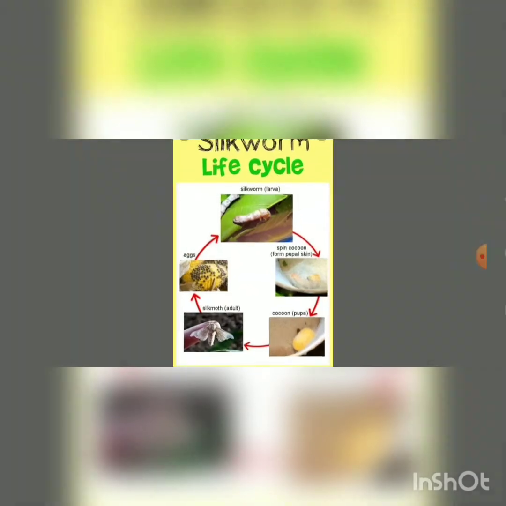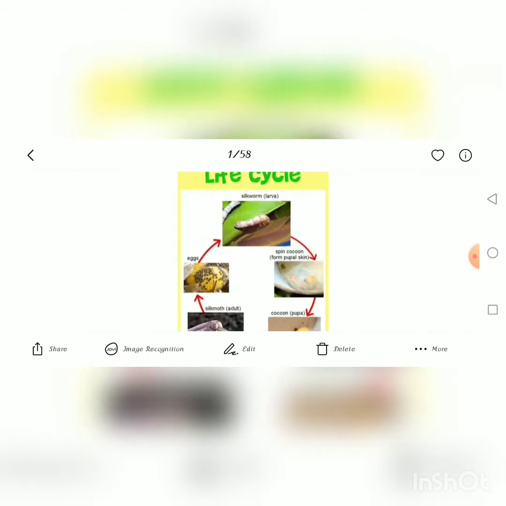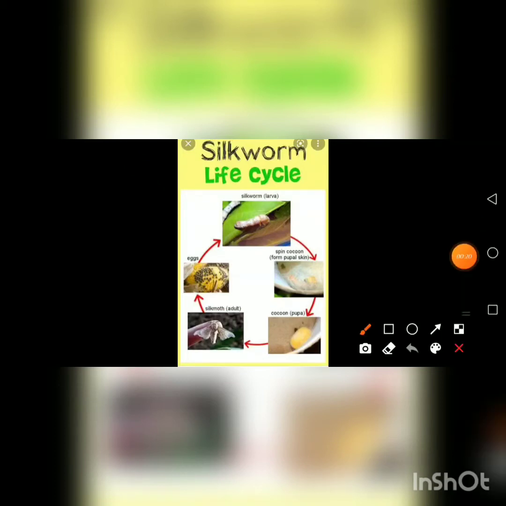Here I'll show you the life cycle of the silkworm. In this picture you can easily understand it. The silkworm consists of four important stages. See here, you can see the eggs. This is the larva, this is the cocoon, this is the pupa, and later it develops into the silk moth.